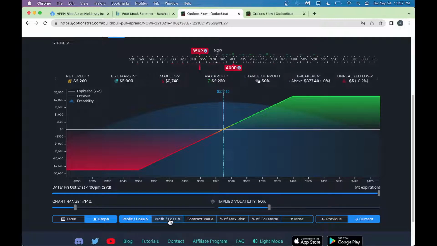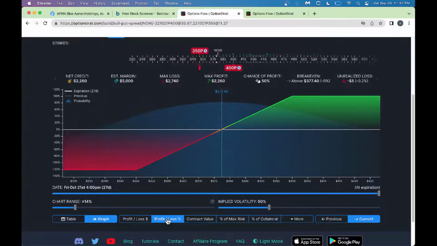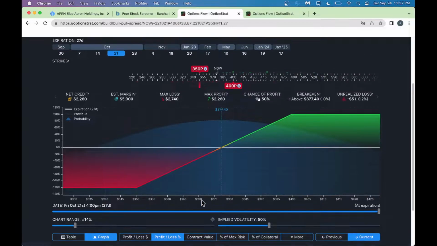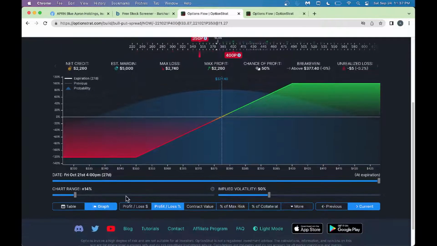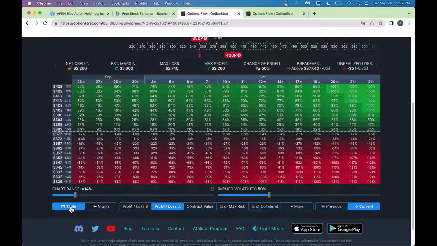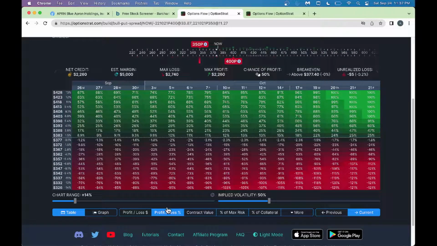If you want to look at the percentage, you could click on the percentage here. You get to see how much percentage you can make or lose. And let's look at the table. Many folks love the table. You can click on the table and look at the profit slash loss percentage. It will tell you by percentage.